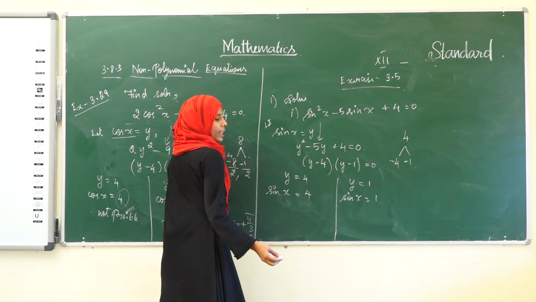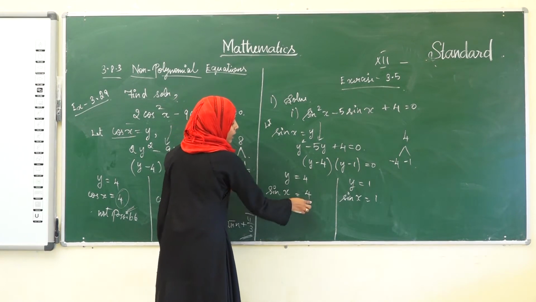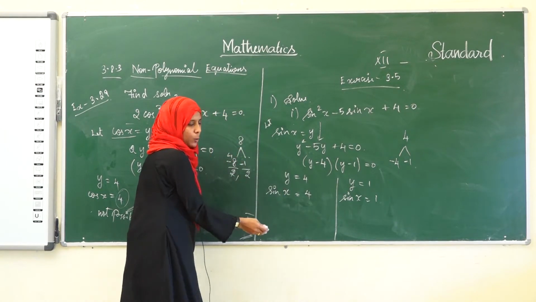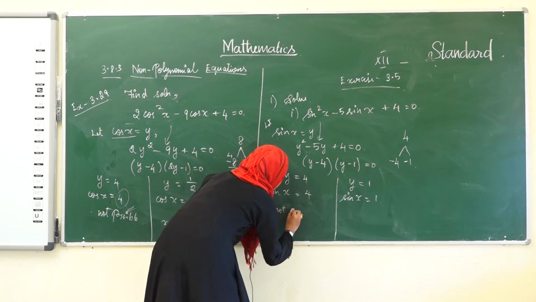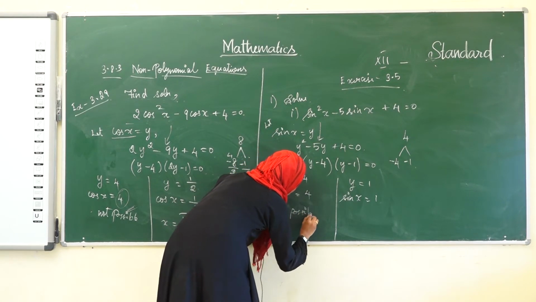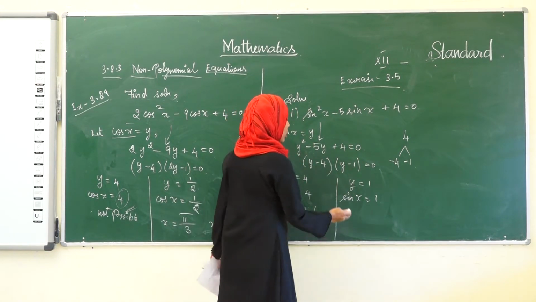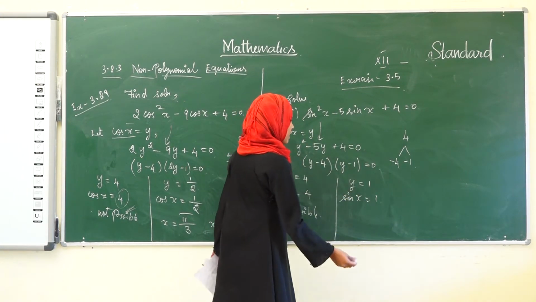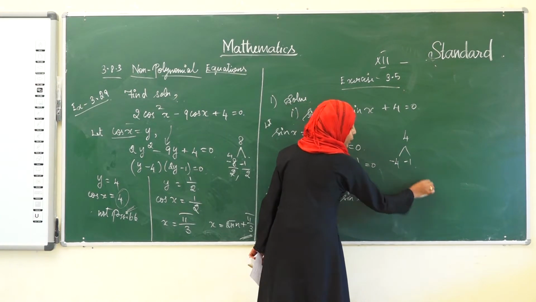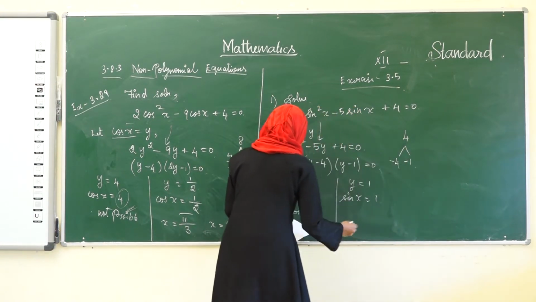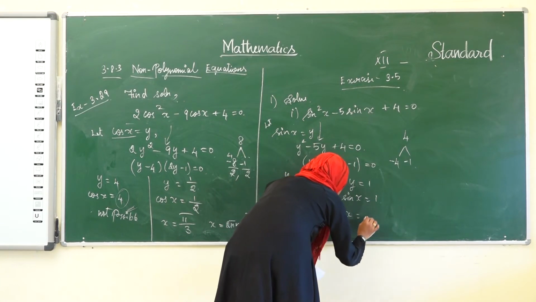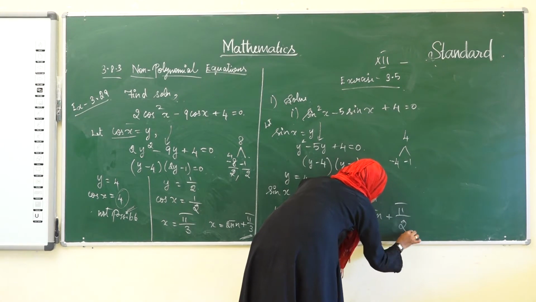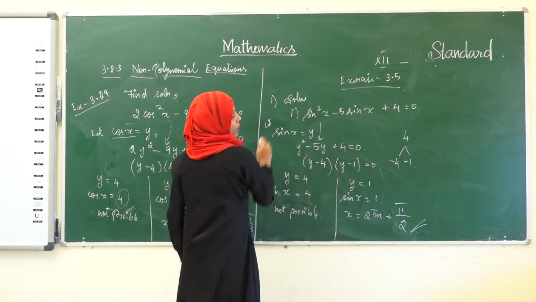See, we don't get any degree for which the value is 4. There is no degree we can apply to get 4. Therefore this solution is not possible. Now let us come to y equal to 1, so sin x is equal to 1. We know sin 90 degree is 1. Therefore the value of x will be 2 pi n plus pi by 2. This is the only solution of the given equation.